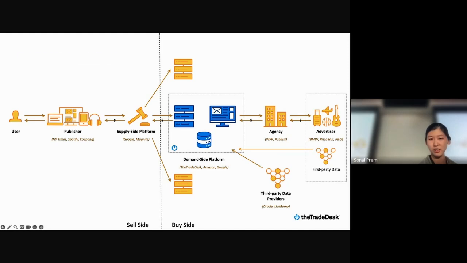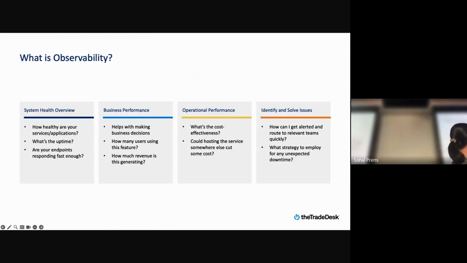Sorry, where do I go next slide? There it is. So what exactly is observability? It is such a wide concept, consisting of many different aspects. And for me, I think these four are the most important aspects of observability.